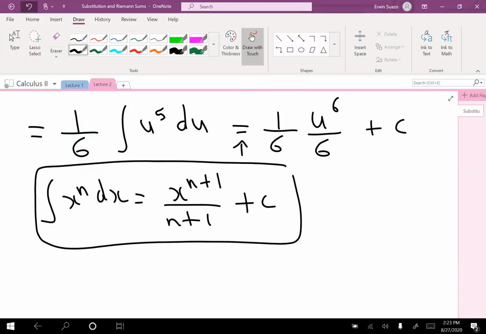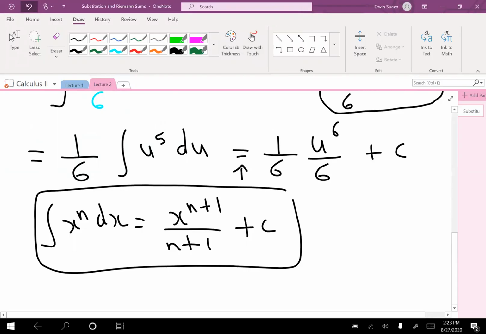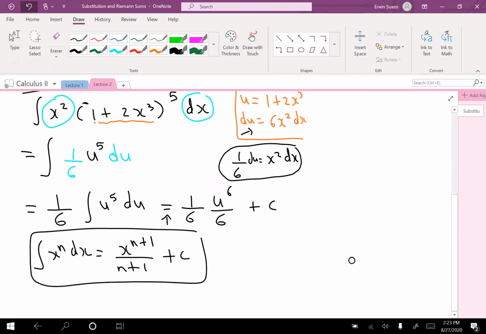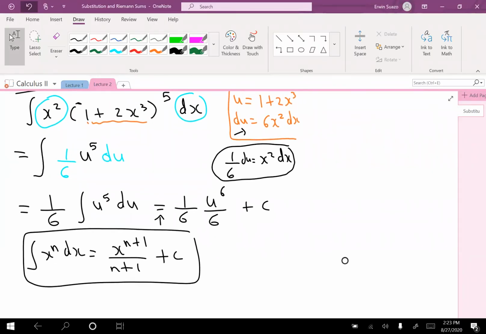And now what will be the last step? Put your values back into the u. Exactly. My real problem is in x. My real problem doesn't have u's, so I'm not solving my real problem. I need to go back to my real problem. My real answer is 1 over 36, because I multiply the fractions, and then 1 plus 2x cubed to the 6 plus c.